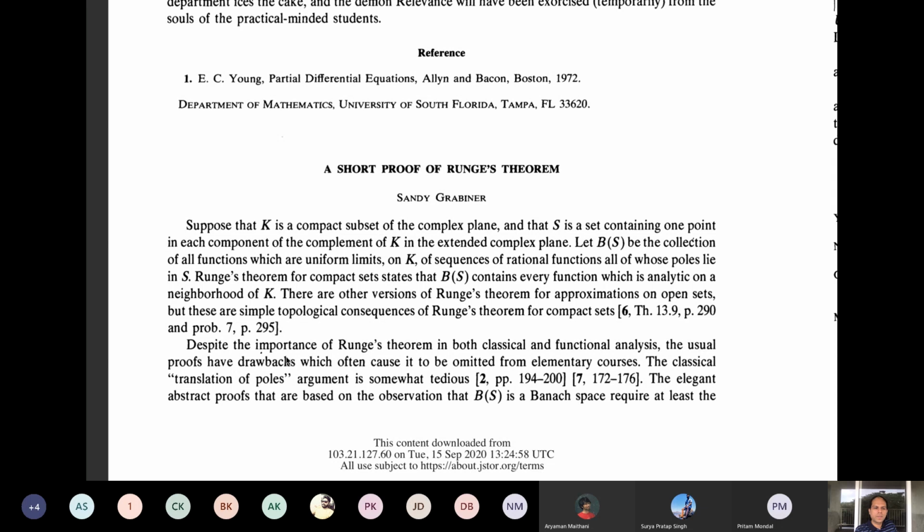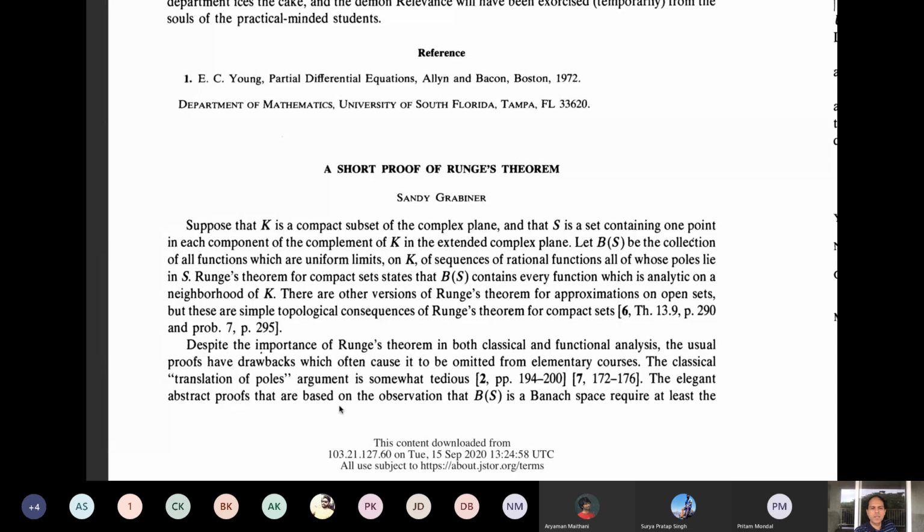And then, the historical remarks: the importance of Runge's theorem is very great. So despite the importance in both classical and functional analysis, the usual proofs have "drawbacks", which often cause it to be omitted from elementary courses. I don't call them drawbacks, but whatever. The classical argument, this must have been the very original proof, translation of Runge's argument is somewhat tedious. The elegant abstract proof, what we have done is one such proof.